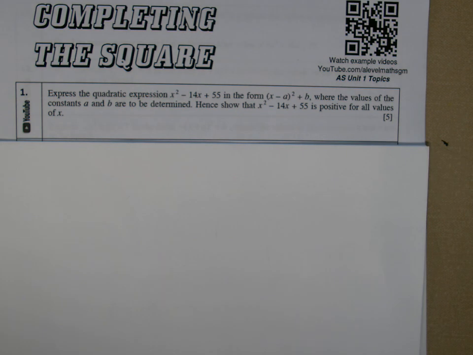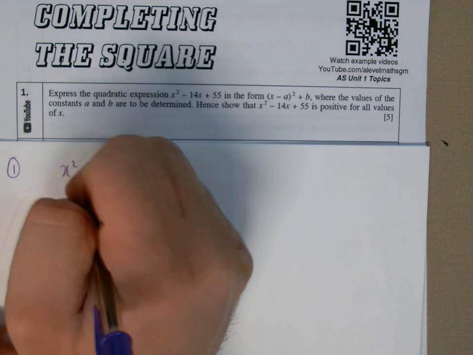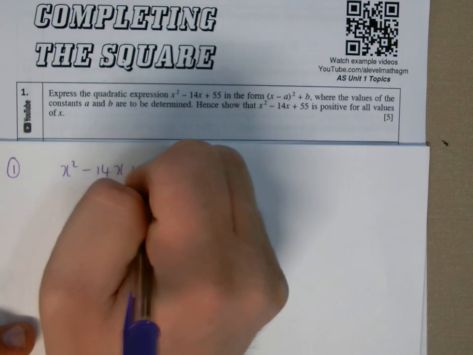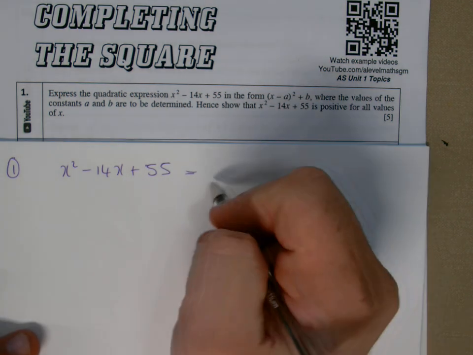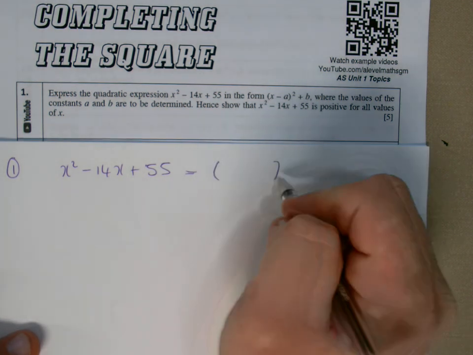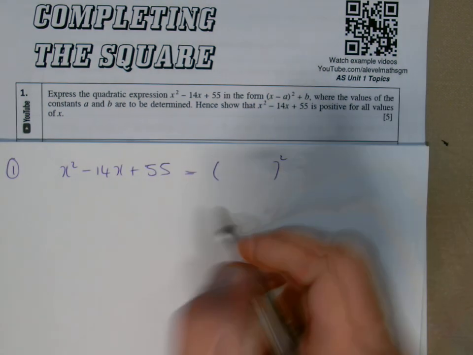So number 1, express the quadratic expression x squared minus 14x plus 55 in this form here. So that's completing the square. All right. So quite simply, if I write down my quadratic, and you remember the method we use to complete the square, well, we have a bracket squared, and because this starts off with x squared, it makes it really simple. It's this bracket squared.